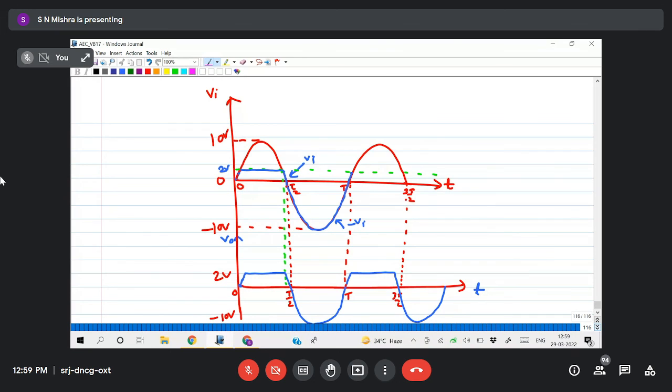And here this is your output voltage. This way. Okay, so this is your output voltage. Understood? Any doubt?